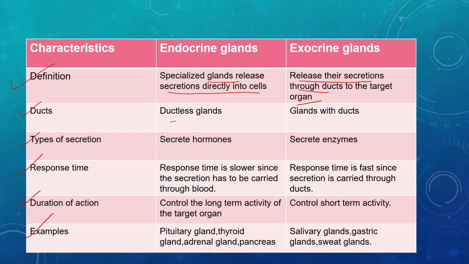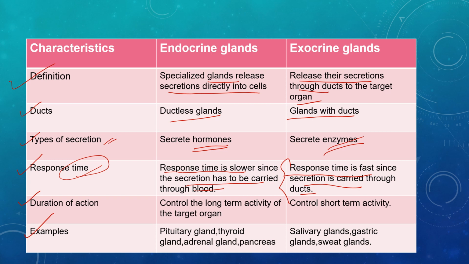Next comes ducts. Endocrine glands are ductless glands, and exocrine glands are glands with ducts. Now what is the type of secretion? Endocrine glands secrete hormones, whereas exocrine glands secrete enzymes. Depending on this, the response time is always slower in endocrine glands, since the secretion has to be carried through blood, whereas in exocrine glands the response time is fast, since the secretion is carried through ducts and reaches the target organs much faster.